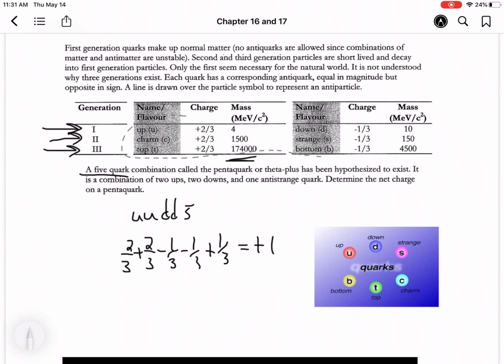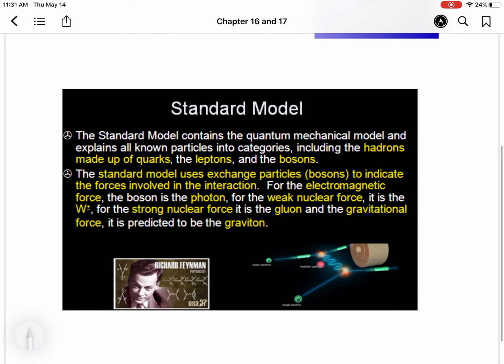And so they said, okay, all those things that are combinations of quarks, we're going to call them all hadrons. So the hadrons are made up of quarks. That's protons and neutrons and all their friends.